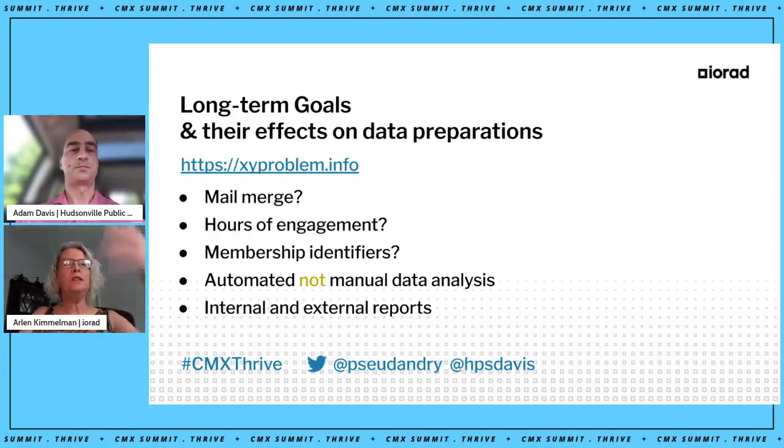One of the important things, you see the list of things here on this slide that I hadn't thought of before. Am I going to use any of this data in a mail merge? I don't know. I was just setting up a community. Obviously I want to track hours of engagement. What did that look like? Did I have to get that from my timestamp? So it's all kinds of things about how you're collecting this data and what it's going to look like.